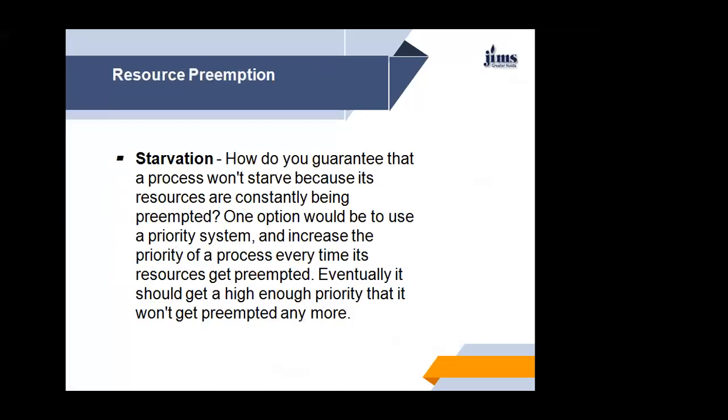Now in resource preemption we also have starvation. How do you guarantee that a process won't starve because its resources are constantly being preempted? If the resources are constantly being preempted, there may be a case of starvation. Starvation means that the process will have to wait. The process will be preempted, and it could be a case of starvation.